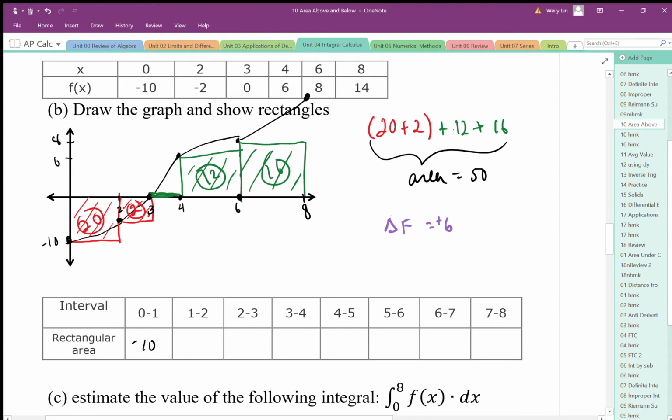I'm just going to fill it in. So at 2, my left edge is going to be -2. At 3, my left edge is going to be 0. At 4, my left edge is 6. At 5, oh, I don't have 5 there, so I don't have a left edge, but 6, I'm going to use a left edge of 6. And I don't have a left edge for 7.